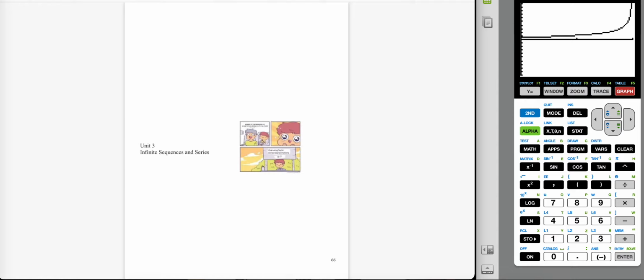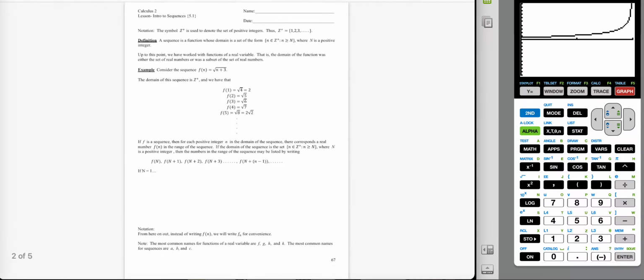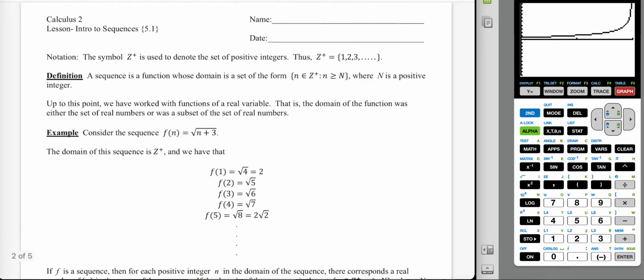Unit 3 now, investigating infinite sequences and series. So we'll start off with the introduction to sequences. We discussed this somewhat in the first unit, right in the very beginning, but hadn't really come back to it since. So what we're going to learn how to do is define a sequence and then determine interesting characteristics of sequences and series.